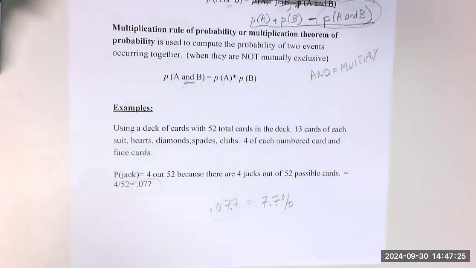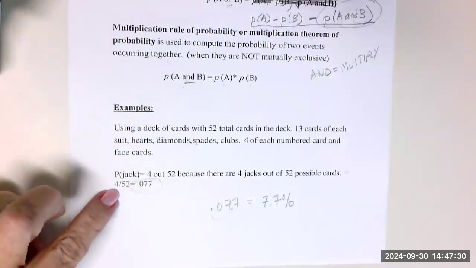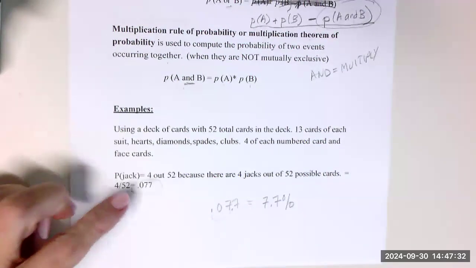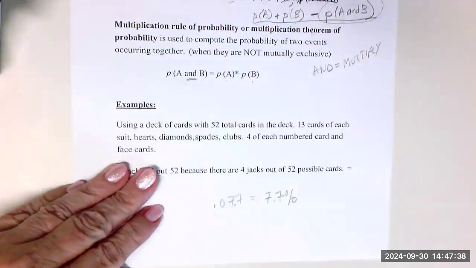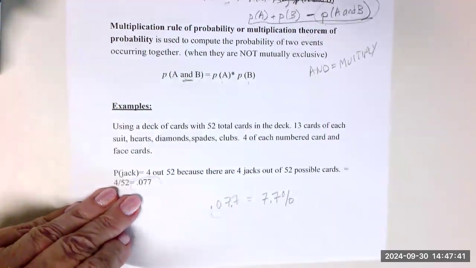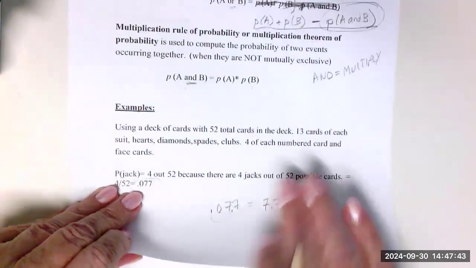If I say, what's the probability of getting an ace? Again, there's 4 aces out of 52 possibilities. If you did it again, it would also be 7.7%. So hopefully that's clear. Now let's apply the addition and the multiplication rules.